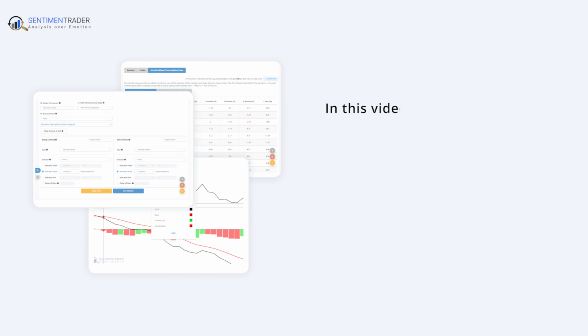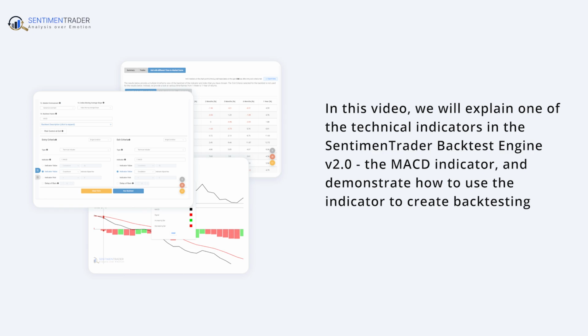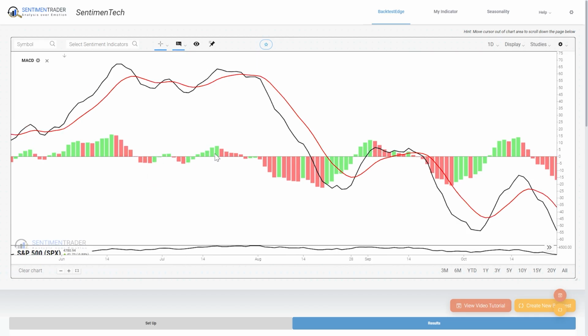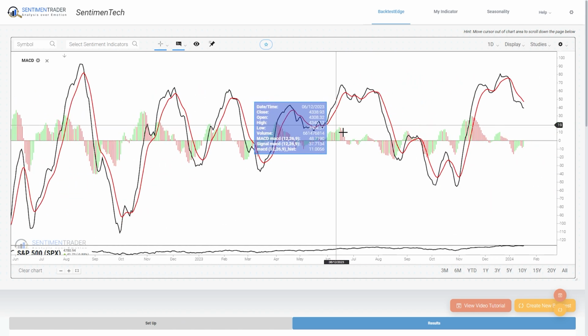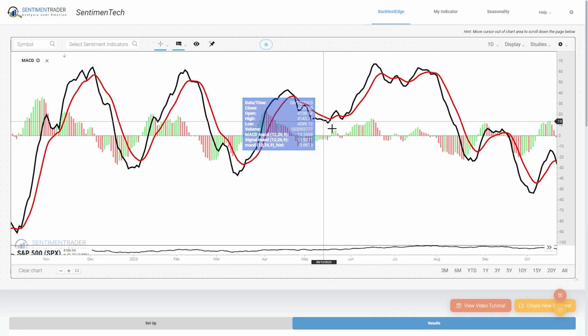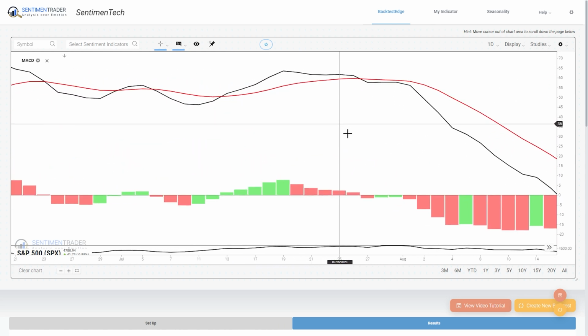In this video, we will explain one of the technical indicators in the Sentiment Trader Backtest Engine version 2.0, the MACD indicator, and demonstrate how to use the indicator to create backtesting. MACD is a momentum and trend following indicator that shows the strength of market momentum. MACD can be applied to any time frame: daily, weekly, and monthly charts.